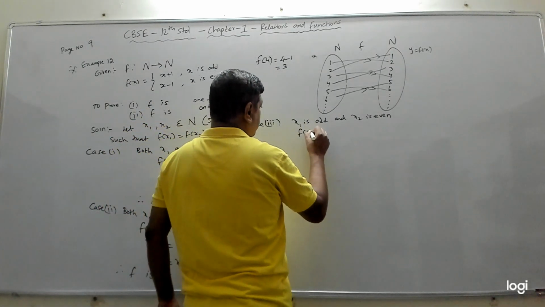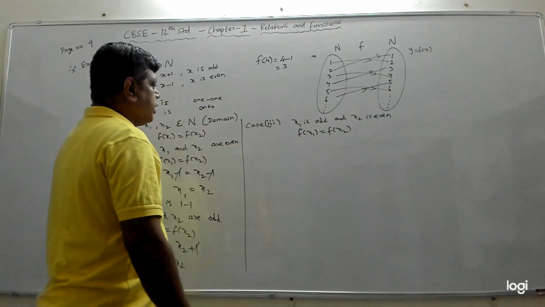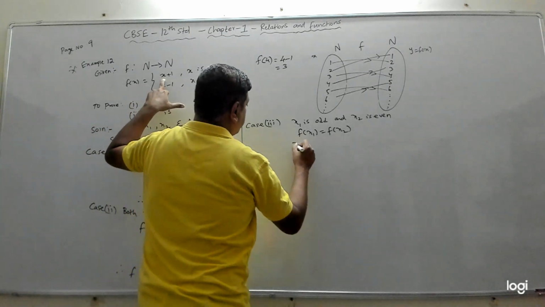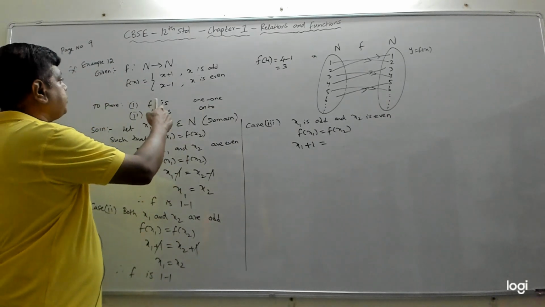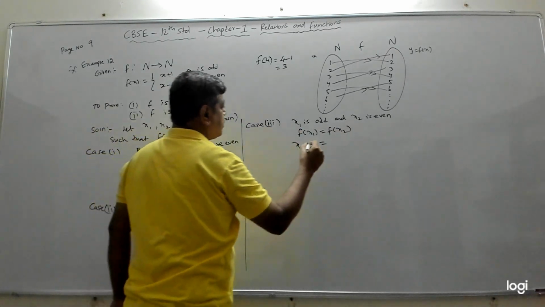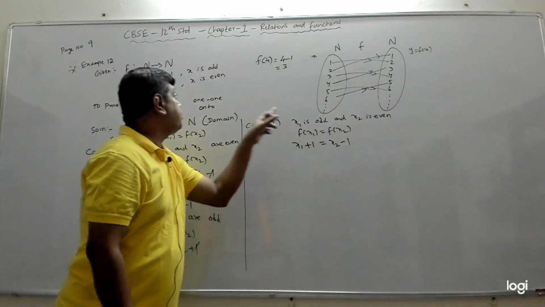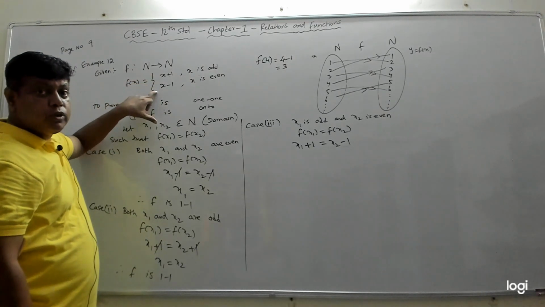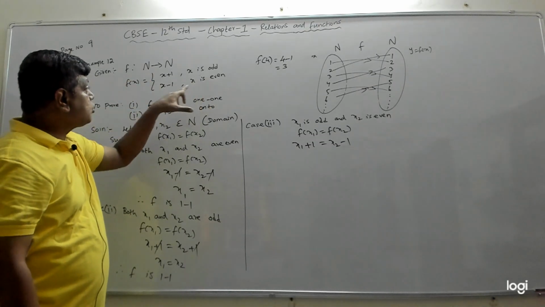Now f of x1 equal to f of x2. What is our f of x1? x1 is odd, so I should use this function. So this will become x1 plus 1, equal to f of x2. x2 is even, so f of x2 will become x2 minus 1. Because x2 is even, I have to use this function. So for x1 we use this function, for x2 we use this function, because x1 is odd, so we use this function, and x2 is even, so we use this function.